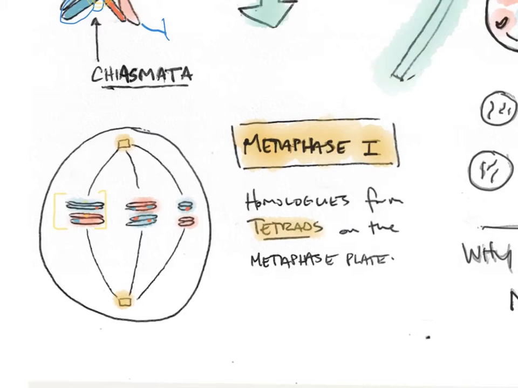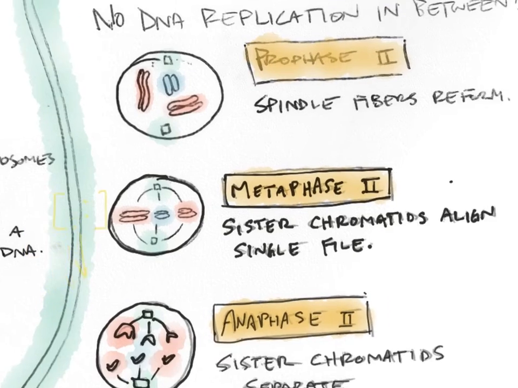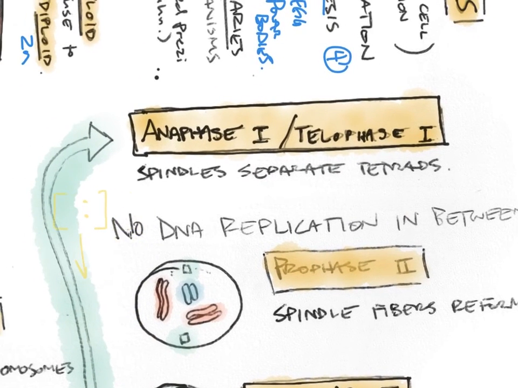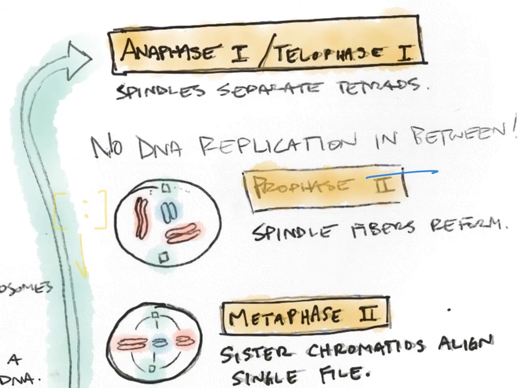And in anaphase 1, they are pulled backwards, just like in mitosis, except this time we're taking a pair of chromosomes, not a single sister, not a set of chromatids. And so that's why I said spindles are separating the tetrads. And now there is no DNA replication between meiosis 1 and meiosis 2. Let me get rid of some of these markings here. Sorry about that. So now there is no DNA replication in between meiosis 1 and meiosis 2.